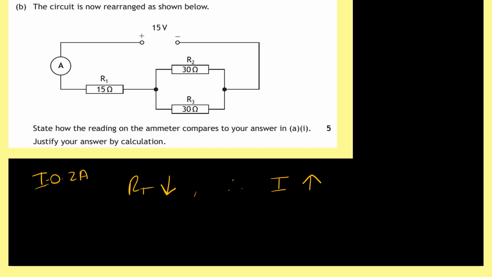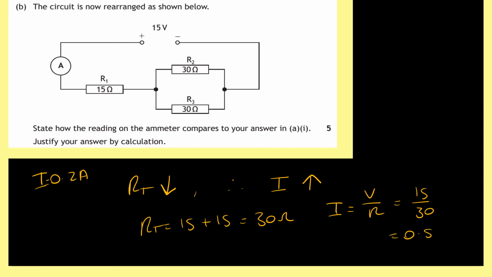Now it says to justify your answer by calculation. So this isn't enough. We need to show the calculation. We've got 30 and 30 in parallel there. Special case. So the total resistance here is going to be 30 divided by 2. So our total resistance is going to be equal to 15 plus 15, which is 30 ohms. We then work out our new current. I is equal to V over R, 15 divided by 30, which is equal to 0.5 amperes.